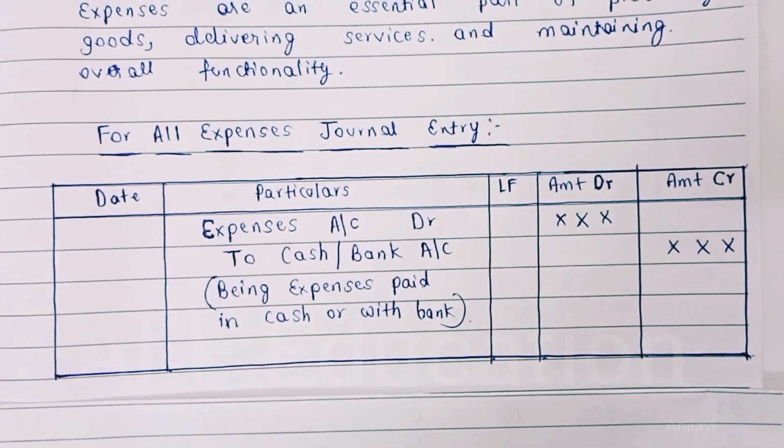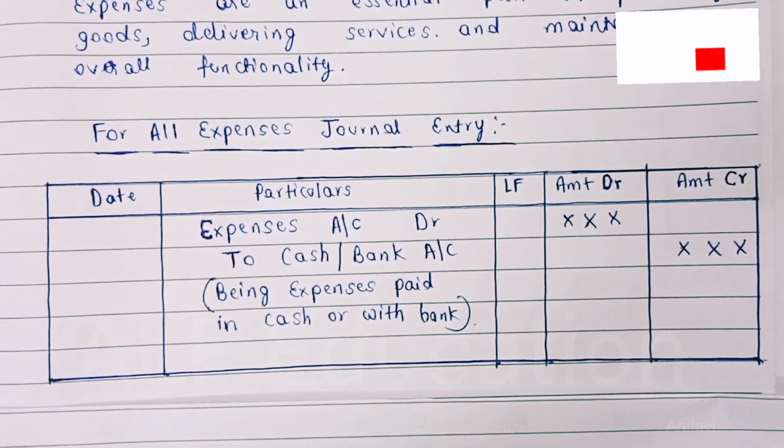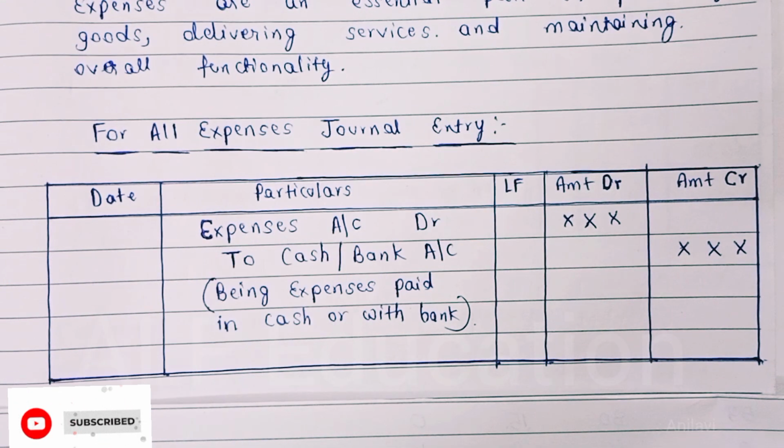Here we have the format to follow. This will be the default for all expenses. So you can see the expenses will be coming under the debit side and the cash or bank will be on the credit side. Also, you can mention the narration according to the expense which has occurred.